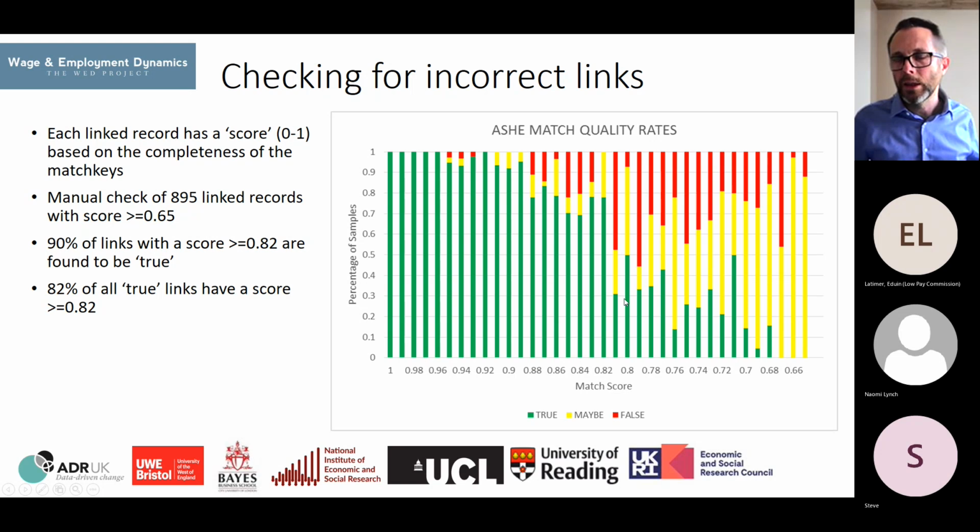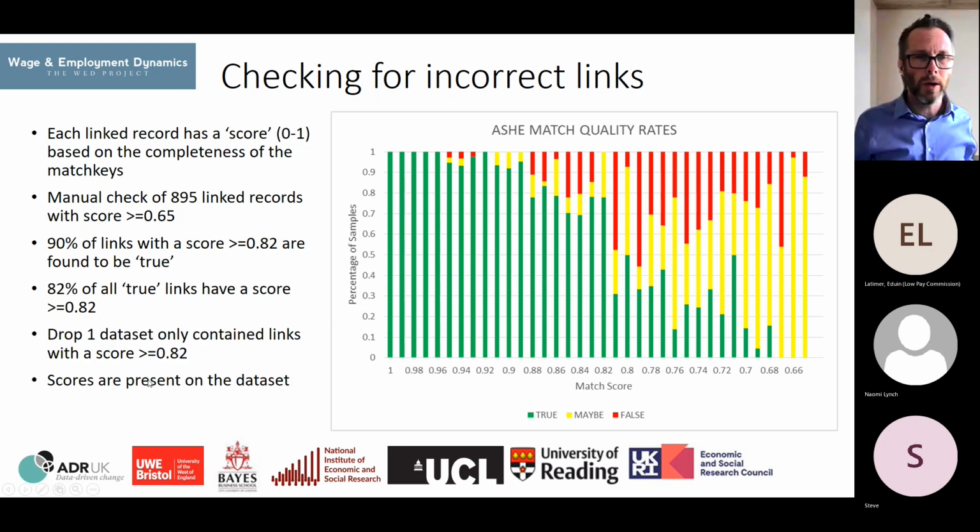And if you take all of the true matches in this visual inspection sample, so all of the green, then 82% of them have a match score above 0.82. Okay, so what ONS ended up doing is they say any of those deterministic linkage combinations that have a match score of 0.82 or above, we're going to put them in the released data set. So drop one of the data set contains links for any records with a match score equal to or above 0.82. That match score is on the data set. So if you want to explore the sensitivity of different analyses to including or excluding people with, say, a match score below 0.9, you can do that.